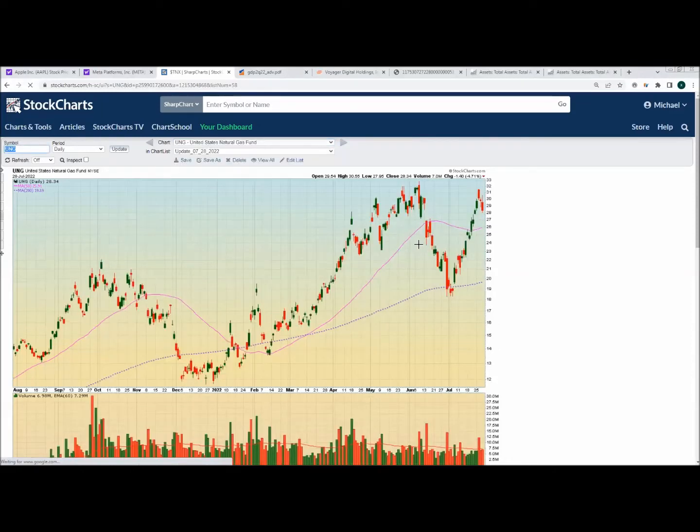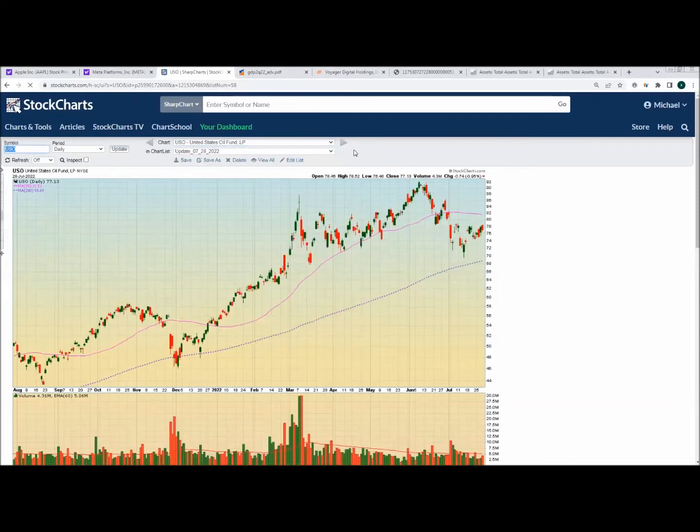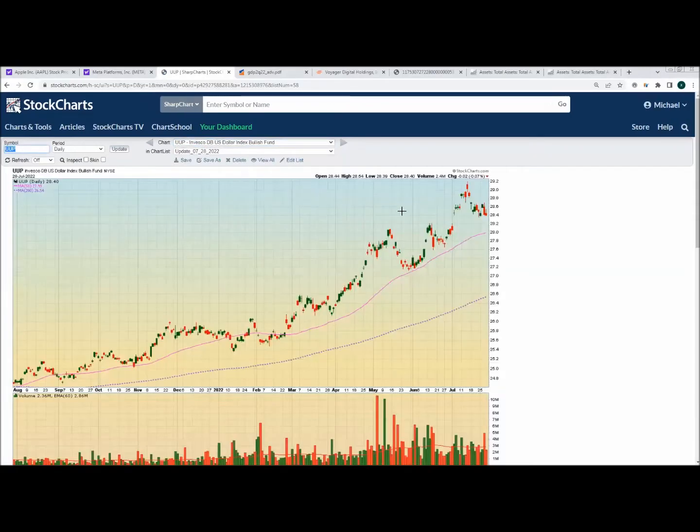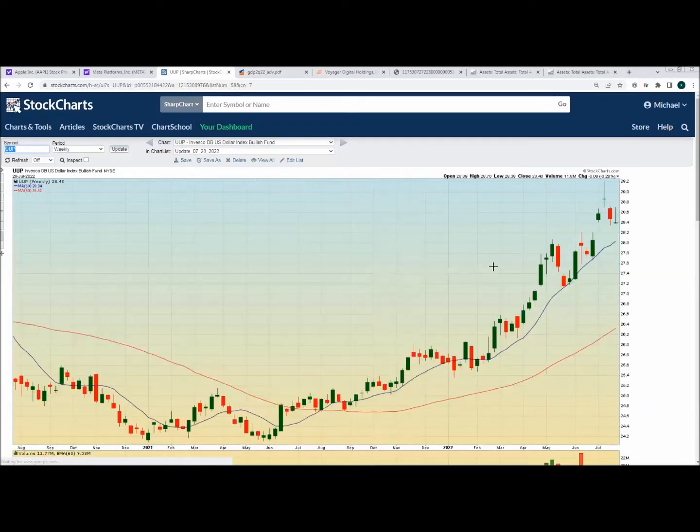Another one on energy is interesting too. Our UNG had this huge run and it's come off, and it's almost kind of channeling. But we'll see on that one. All this stuff going on with Ukraine and the gas, and oh gosh, what a mess. The EU is destroying themselves. Oil persistently high. Dollar, still hanging in there, high, but it's come off from its worst levels.